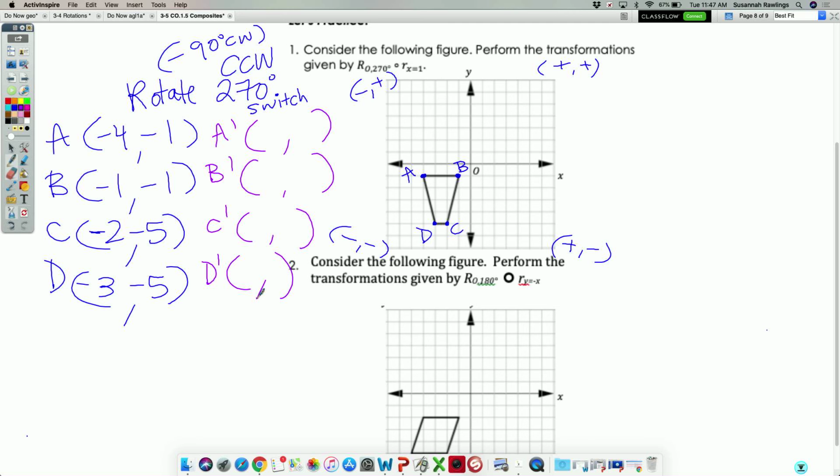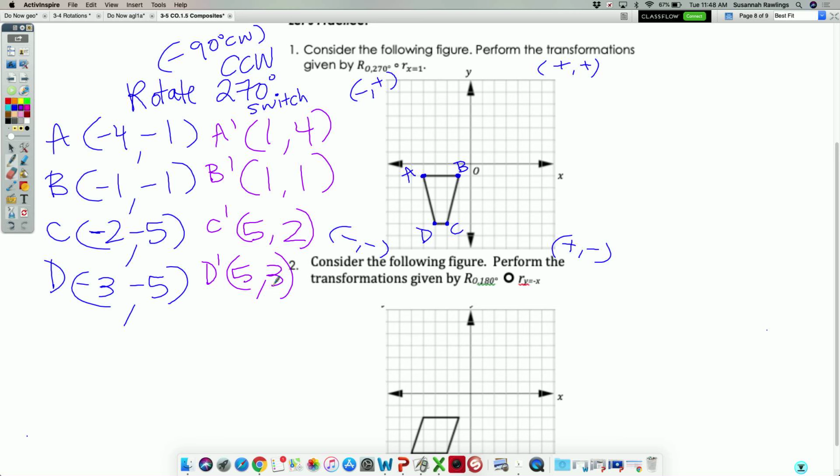So first thing I'm going to do is literally ignore all the signs. I'm just going to look at the numbers and I'm going to switch them. So 4, 1, Devin, if I switch 4, 1, it's going to be what? 1, 4. 1, 1. What's my next one going to be? 5, 2. 5, 3. So I want you to literally ignore the signs.